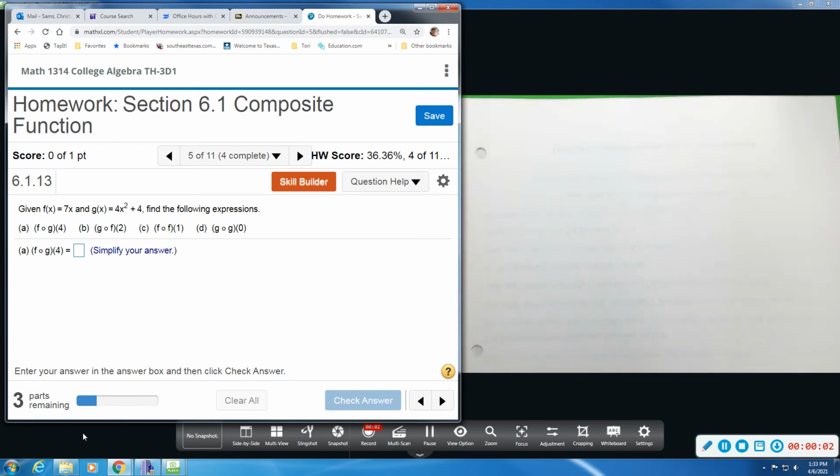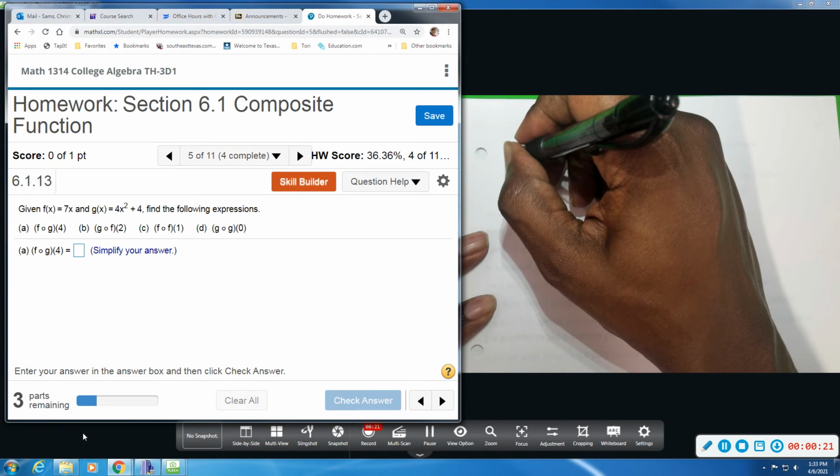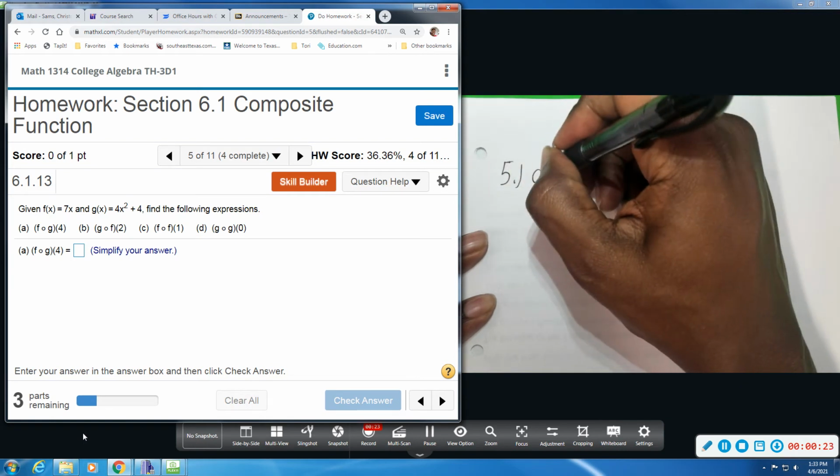Okay, number 5, we're given f of x is equal to 7x and g of x is equal to 4x squared plus 4, and we're going to find the following expressions. With these, it's best to rewrite this in composition of function notation. So this is part A.